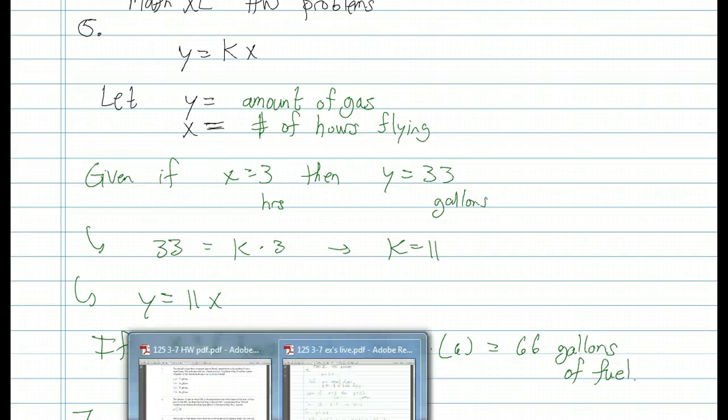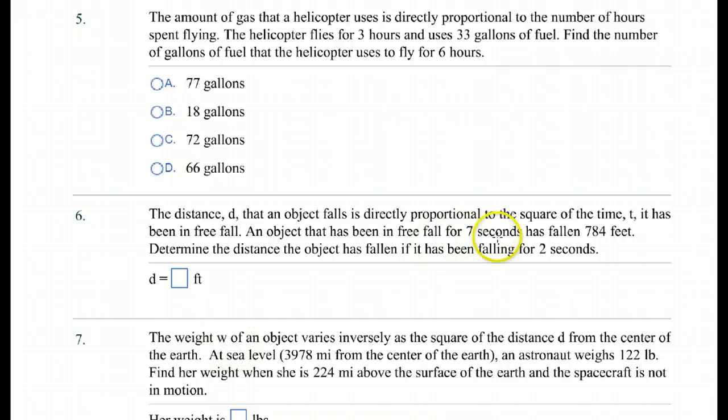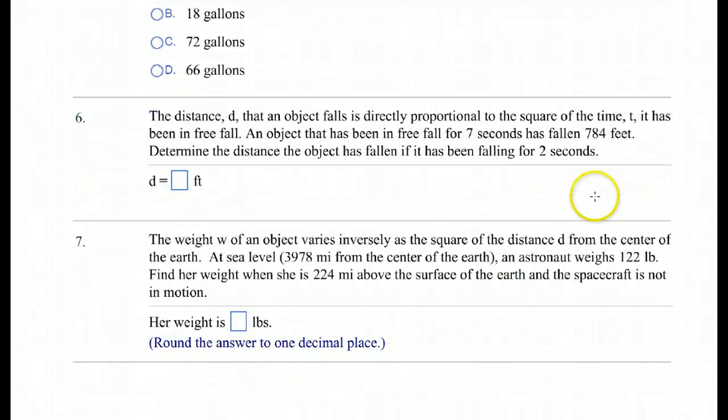Okay, so let's go look at a different one. All right, let's take a look at number 7 here. This is saying that the weight of an object, they're giving you the variable, in this case w, varies inversely as the square of the distance d from the center of the earth.